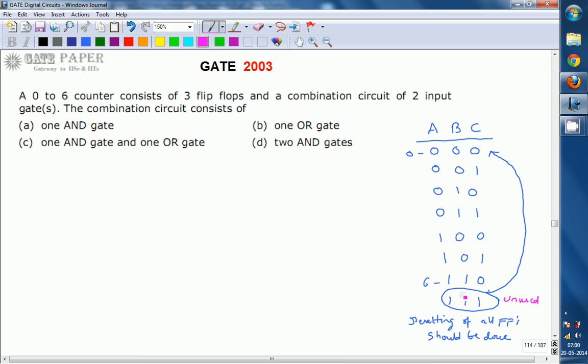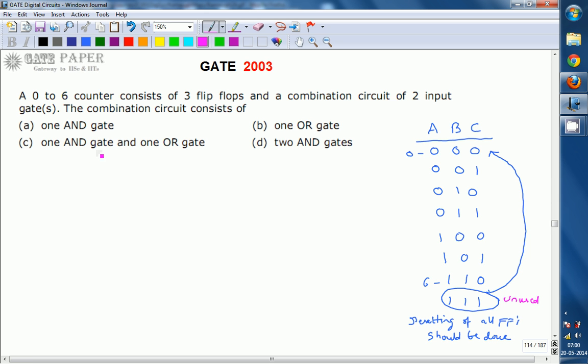Whenever it is activated, it will make the outputs of all flip-flops 0. So it goes into the initial state and again counts in the up direction towards 6, and whenever it goes towards 7, it will again reset. So it will count between 0 and 6 only.